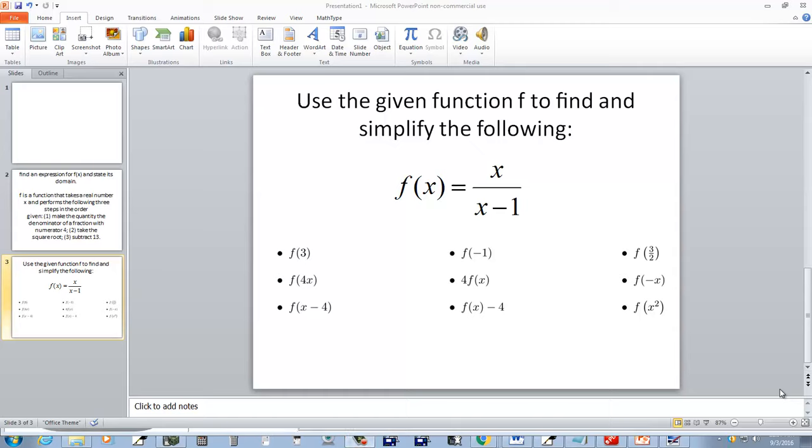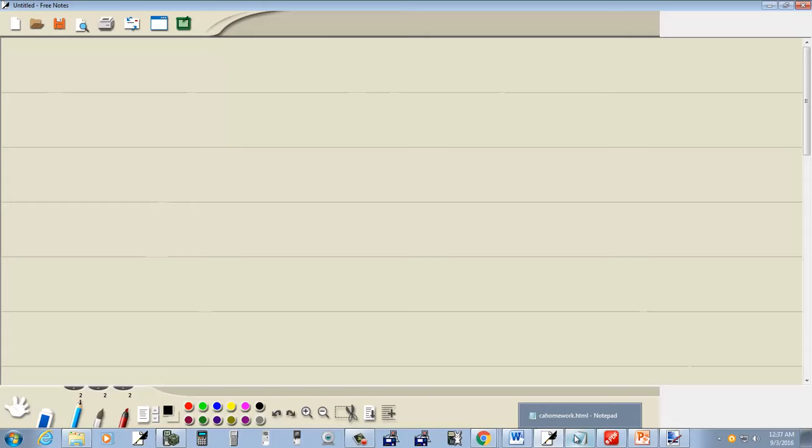Let's take a look at this problem. We got f of x is equal to x over x minus 1. And the first thing we want to find is f of 3.